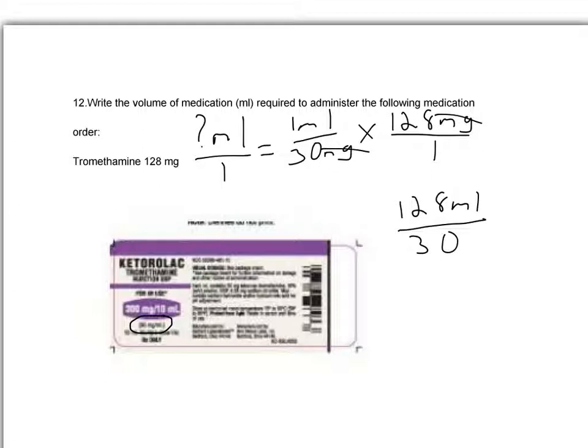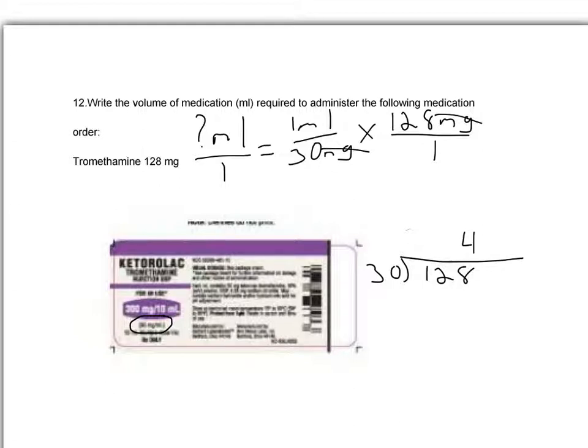So now to do this, just give myself a little extra room here. 30 goes into 128. I don't know that off the top of my head, but I do know that 3 goes into 12 4 times. So let's start there. And do 30 times 4 is 120. 8. Okay, so 30 goes into 8 0 times, so we're going to put a decimal here. We'll go into decimal land and we'll bring a 0 down because we can just keep adding zeros in decimal land.